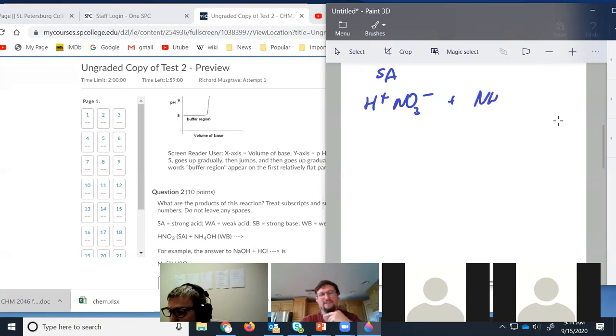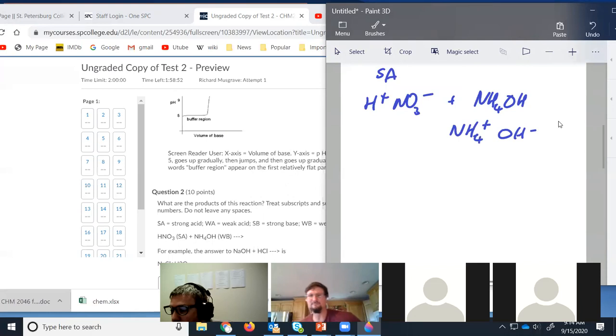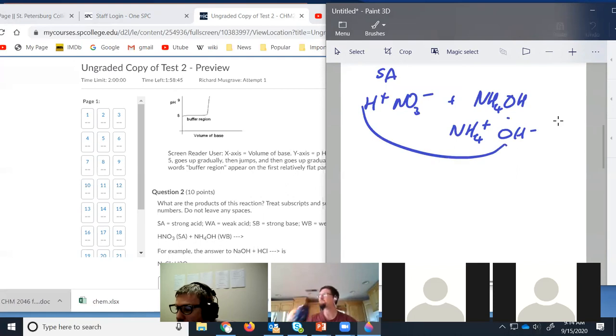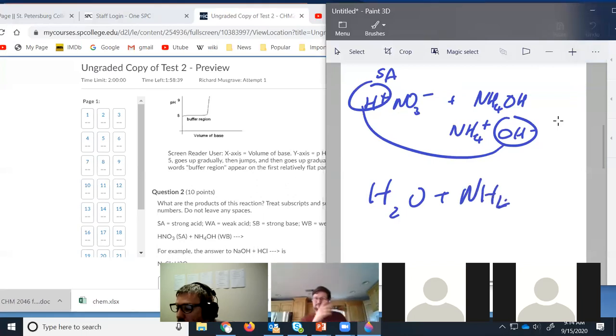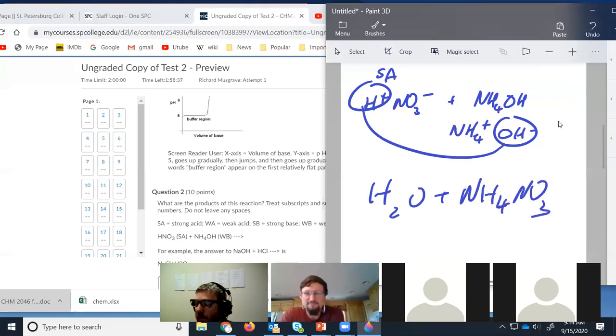You have the hydroxide there, so it's kind of a giveaway. Yeah. So you know that that's going to be OH minus, which means the rest of it's going to be NH4 plus. So the H plus combines with the OH minus, gives water, and then the rest of it combines together, NH4NO3. That would be the answer.